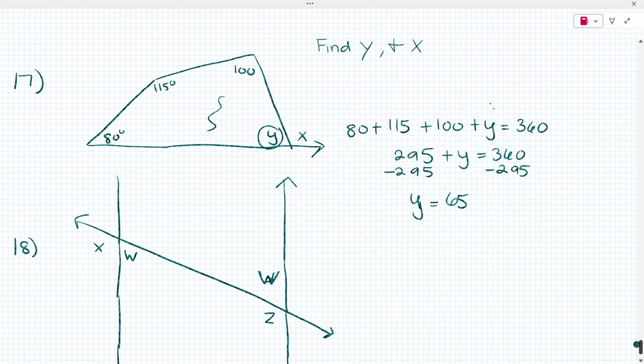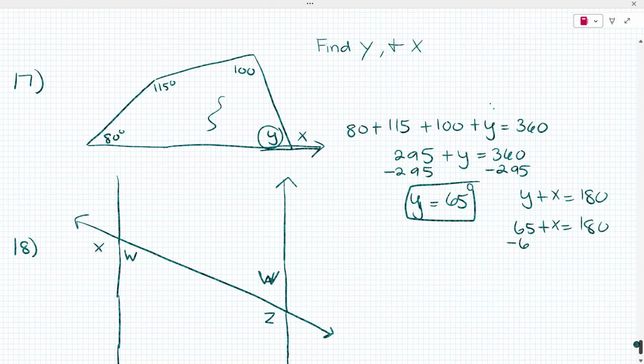Now let's find x. How can we find x? Well, I know this is a straight line. And what do straight lines always add up to? 180, right? So it's y plus x equals 180. We just found y, which is 65. So 65 plus x equals 180. Subtract 65. We get x equals 180 minus 65, which is 115.